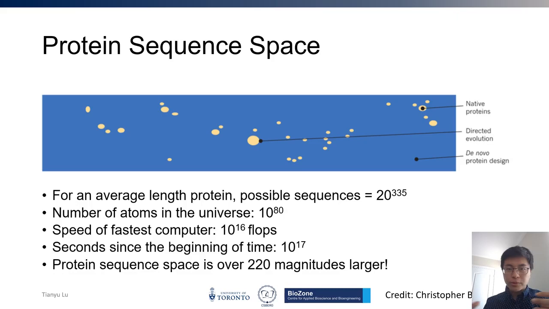And just consider, this is just for an average length protein. You have proteins that are thousands of amino acids long, and protein complexes where multiple proteins can interact. So this is a huge space that there's no way you can exhaustively go through all the possible sequences. Therefore, you need some sort of clever algorithm to traverse or explore this sequence space to find that optimal protein that can bind to your intended target or serve as a snake antivenom.